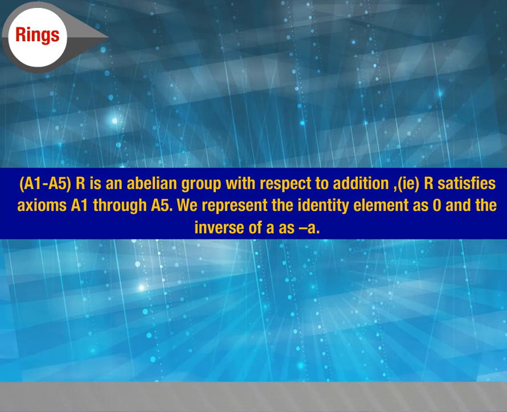A1 to A5. R is an abelian group with respect to addition, that is, R satisfies axioms A1 through A5. We represent the identity element as 0 and the inverse of a as -a.